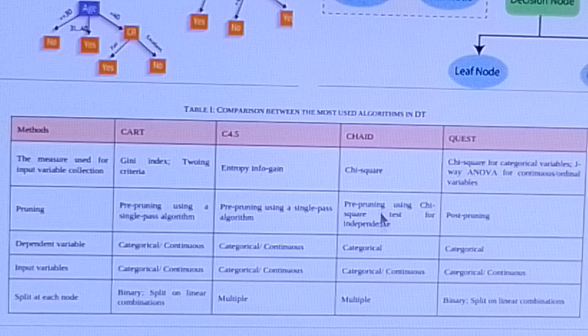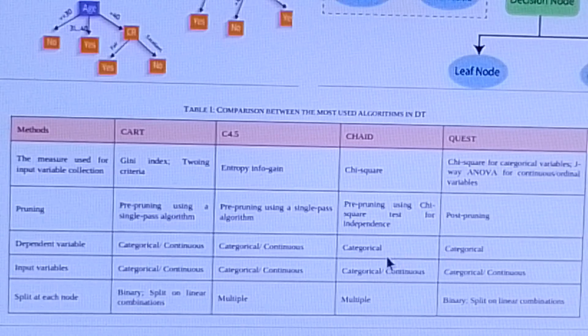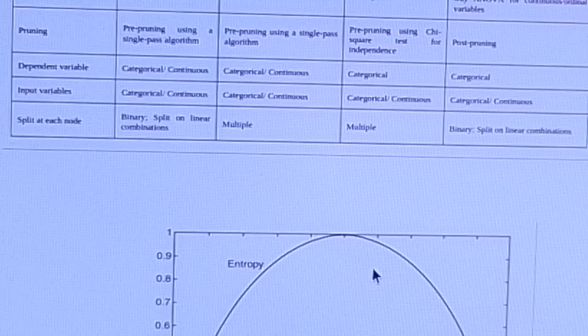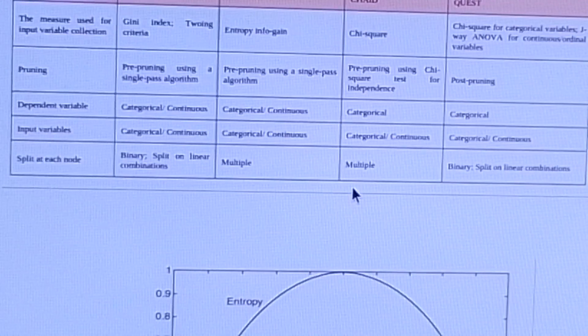Here CHAID is categorical or continuous as well, and the same goes for QUEST. Now for the split methods, CART is binary split, can use linear combination. Then comes C4.5 with multiple splits, then CHAID multiple, then QUEST binary split or linear combinations. Oh well, so that's fine.